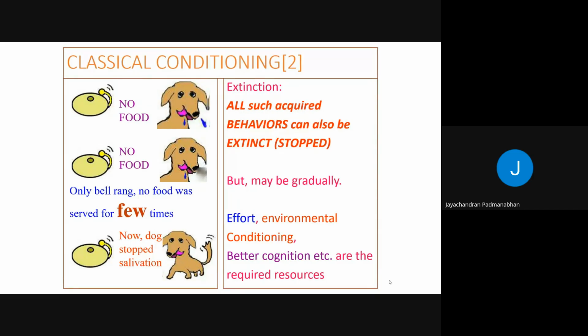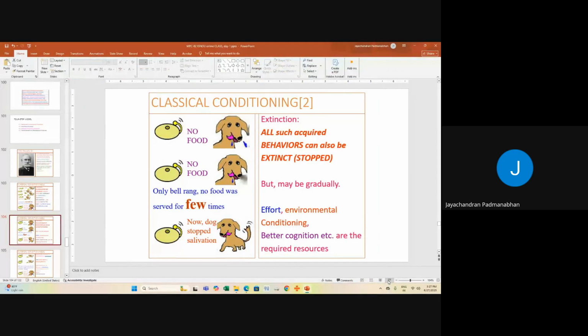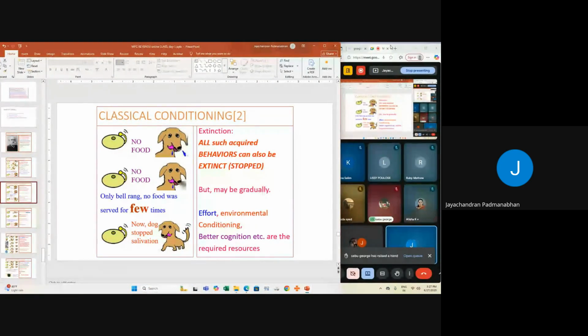Effort, environmental conditioning, better cognition, especially in the case of Piaget's theory. I told you around 5 theories you have to study. I think now you have seen and understood the screen. So let me come back. When it comes to Piaget's theory, that is in developmental psychology, you have to study 3 theories. At that time, my effort will be less. That's why I'm clubbing this.